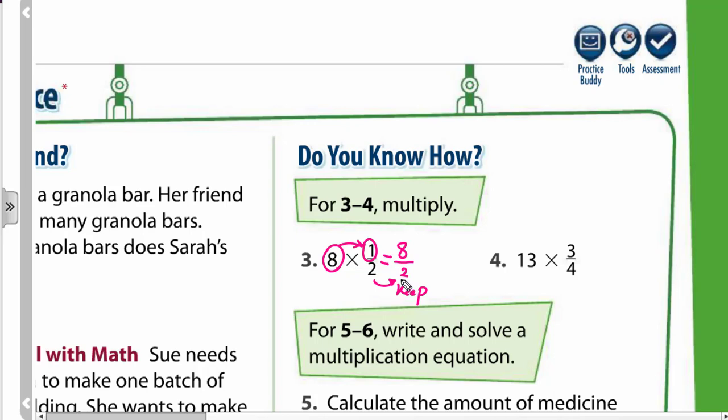Now 8 halves. This is an improper fraction because 8 is more than 2. So we need to use long division. 8 divided by 2 equals 4. 4 times 2 equals 8. When we subtract, the remainder will be 0. So if we want to write it as a mixed number, the mixed number will be 4 whole and 0 halves. So we don't need to write it. We can erase it, and the final answer is the whole number 4.